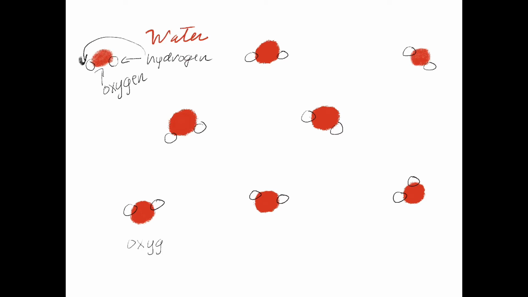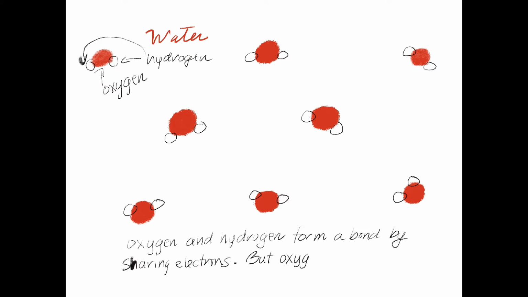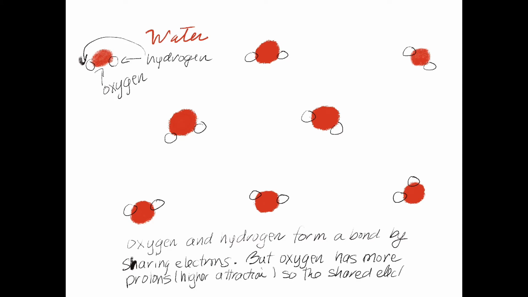All right, so if you guys remember, water is made up of oxygen and hydrogen, and these guys form a bond by sharing electrons. But the oxygen has more protons, so it has a higher attraction to the shared electrons. So the oxygen gets the electrons a little bit more, making them slightly negative. And because the hydrogens get the electrons a little bit less, they become slightly positive.